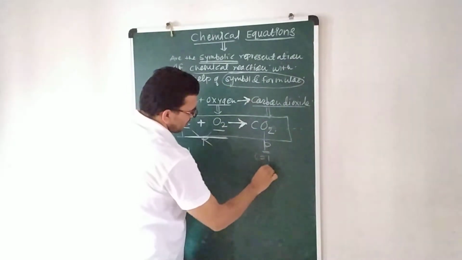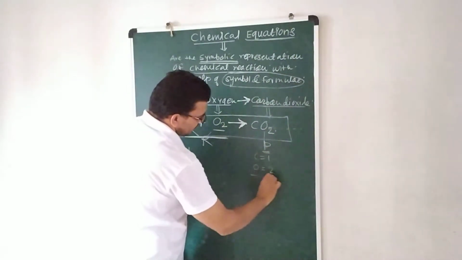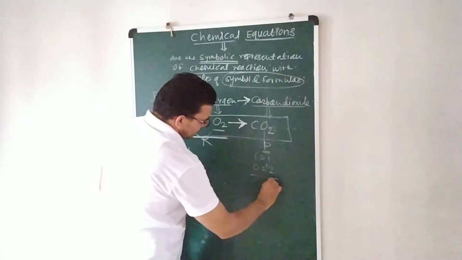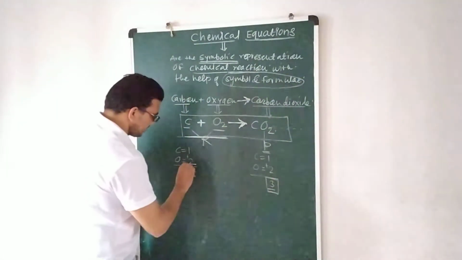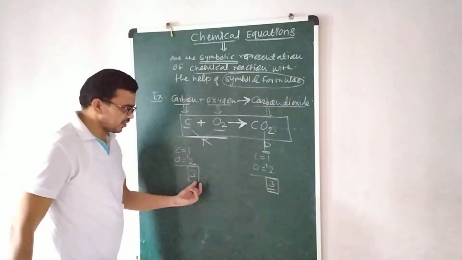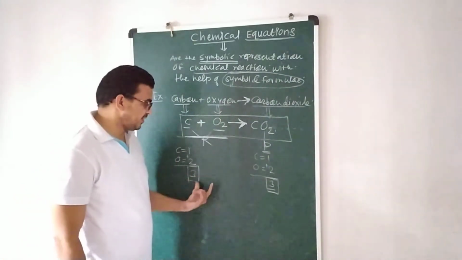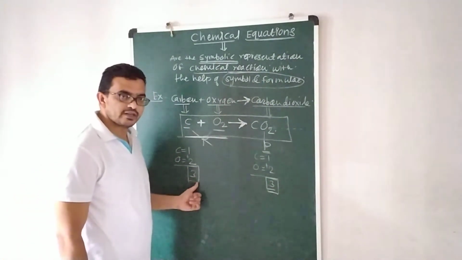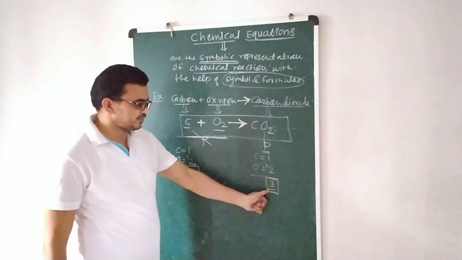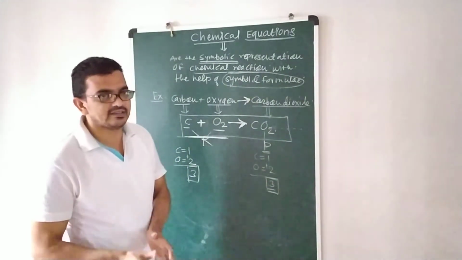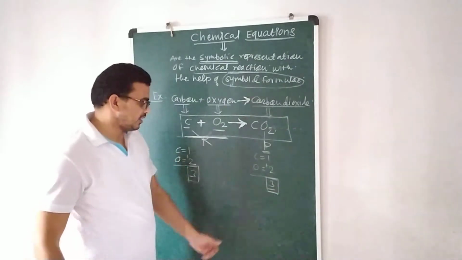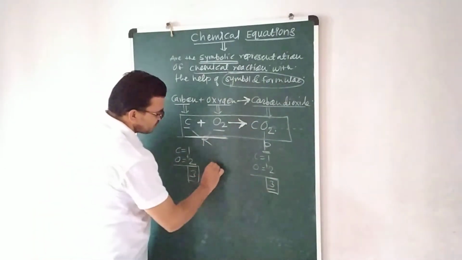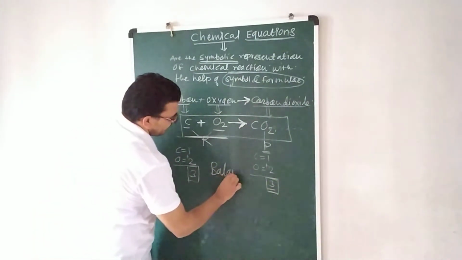Carbon is 1, oxygen is 2. So 1 plus 2, total 3. The number of atoms on the reactant side and the product side are both the same. That is very important. If the number of atoms on the reactant side and the product side is exactly the same, here 3, here also 3, such an equation is known as a balanced chemical equation.